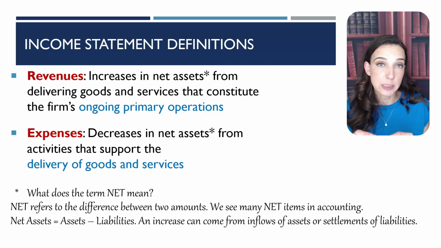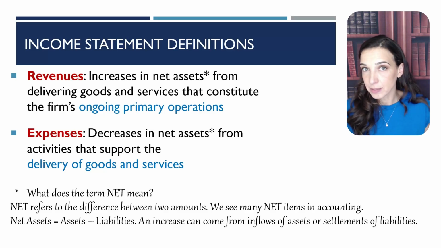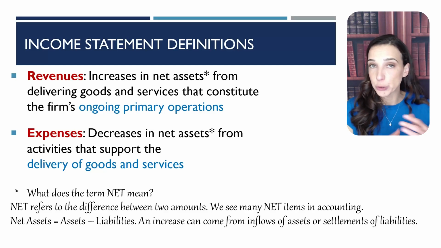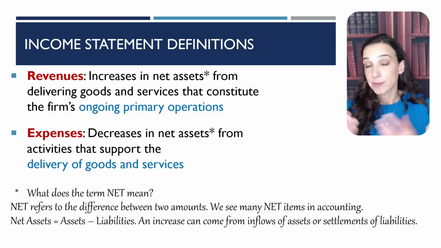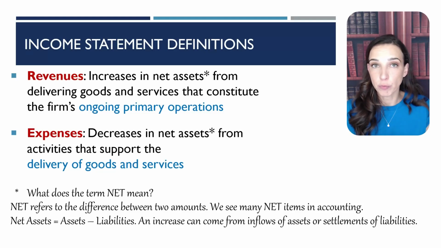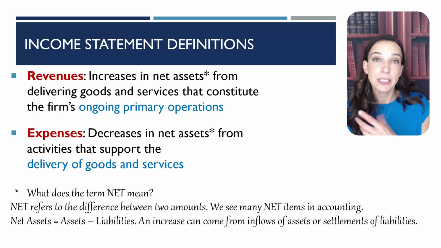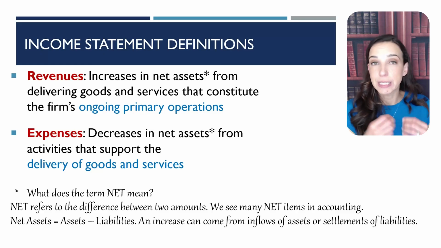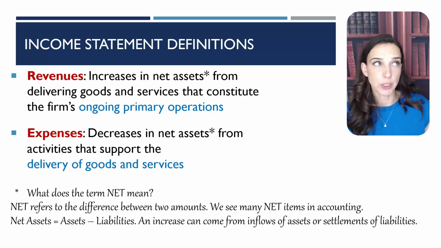Again, this is expenses, not necessarily a decrease in cash. It could be a decrease in another asset. Okay, it's something else that you're using up, or it could be an increase in a liability. Salary payable: your workers work for you, you haven't paid them yet, but you will in the future. It's an increase in a liability, which is a decrease in net assets. So we're going to see all of these situations.